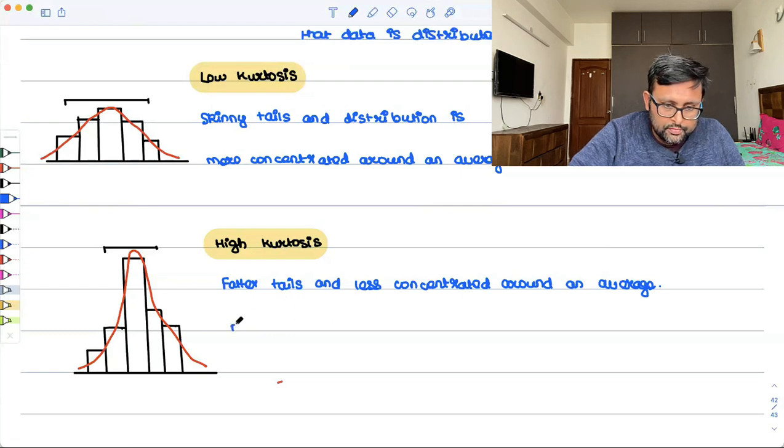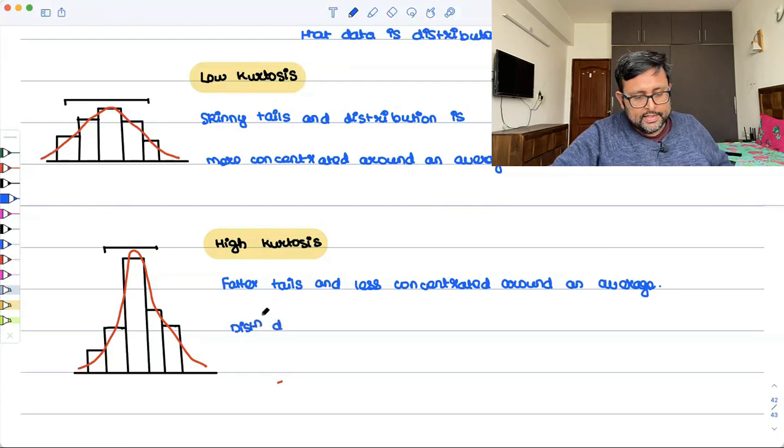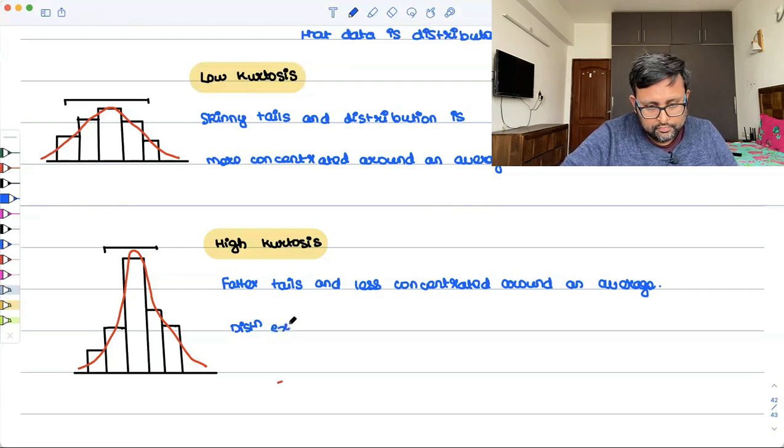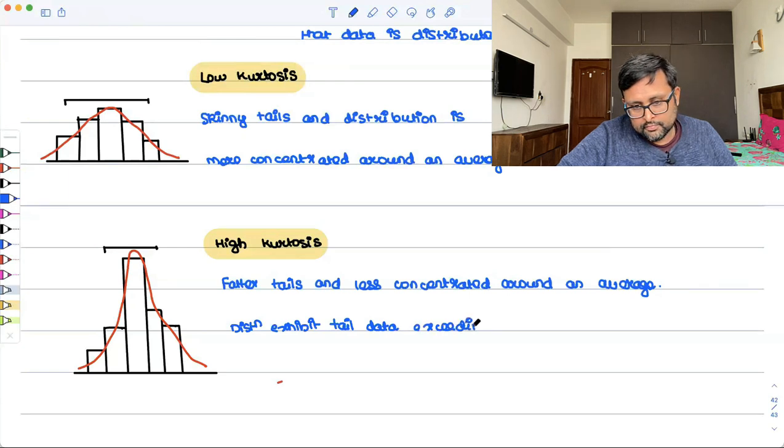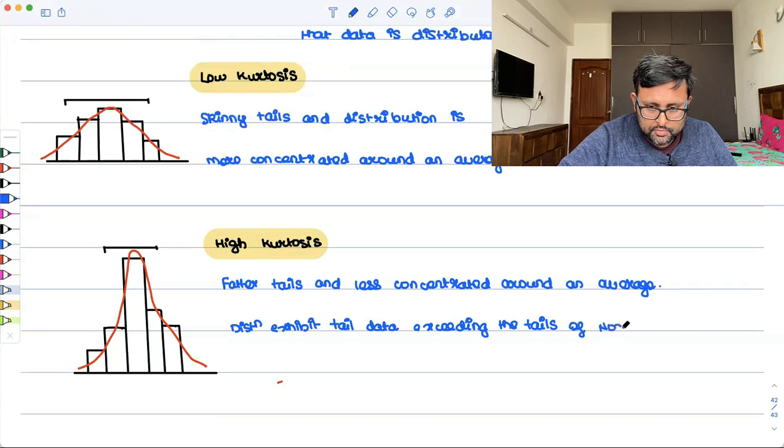So distribution exhibited tail data exceeding the tails of normal distribution.